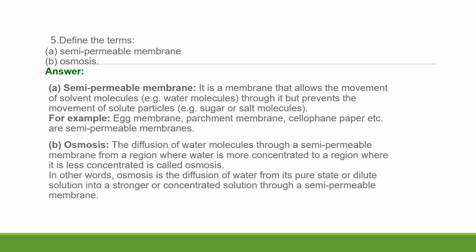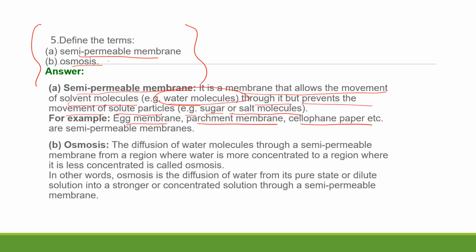Now here we are with the definitions. Define what is a semi-permeable membrane and what is osmosis. So what is a semi-permeable membrane? A semi-permeable membrane is a membrane that allows the movement of solvent molecules, that is water molecules, through it, but prevents the movement of solute particles, for example sugar or salt molecules. Okay. Now egg membrane, parchment membrane, cellophane paper are all examples of semi-permeable membrane.